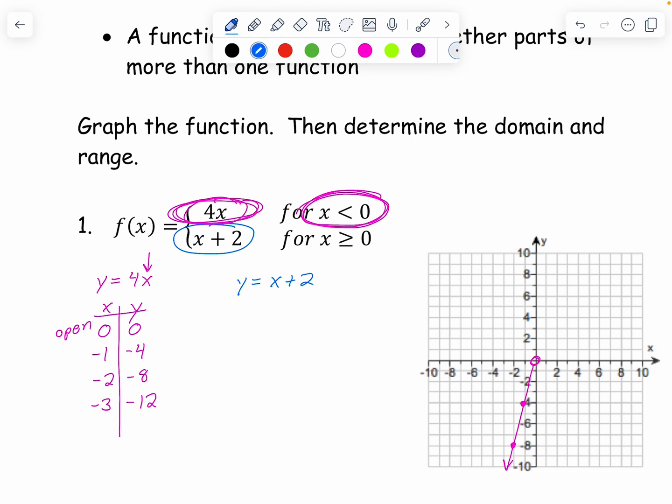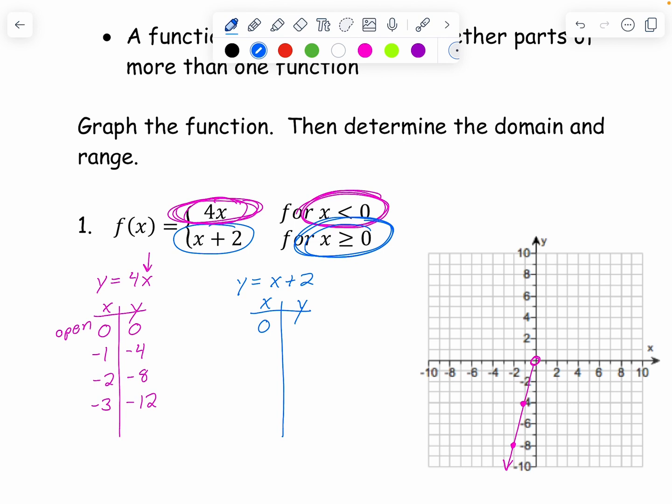Now for the second piece, we're doing the x plus 2. So we have y equals x plus 2. Now, we're going to do our table for that as well. So we have x, we have y. Now, for this one, it tells me x is greater than or equal to 0.